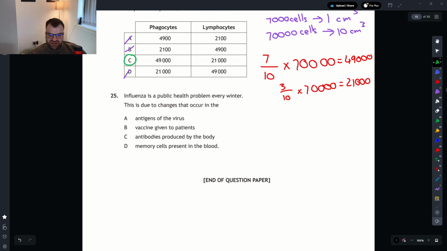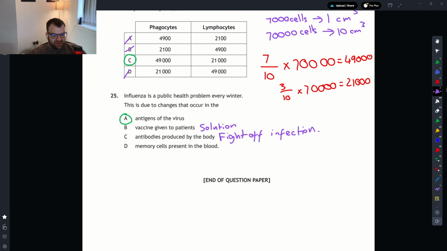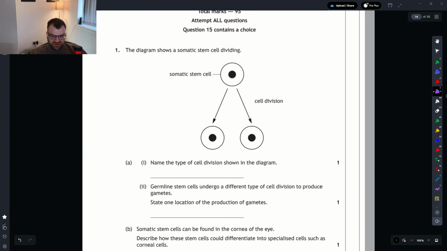Influenza, well, the flu is constantly mutating. It's changing its protein coat, that is, its antigens. Vaccines are something that help. Partial solution. These would fight off infection. And it's not that the memory cells in the body are changing. It's that the virus is changing. It's a mutated virus. So your body doesn't recognize it. And A would be the correct answer there.